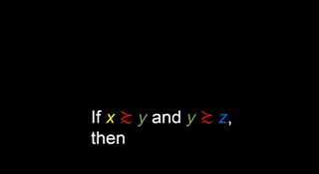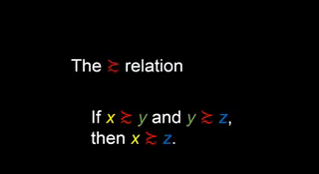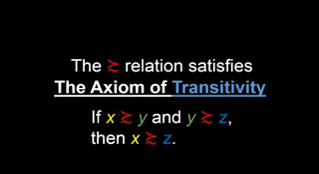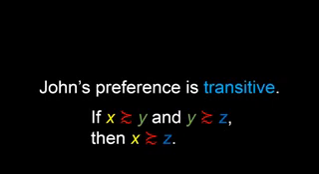Similarly, suppose that whenever John weakly prefers the object x to the object y, and he weakly prefers the object y to the object z, then we can automatically conclude, without being given any more information, that he also weakly prefers x to z. In this case, we say that John's weakly preferred to relation satisfies the axiom of transitivity. Or more simply put, we can say that John's preference is transitive.